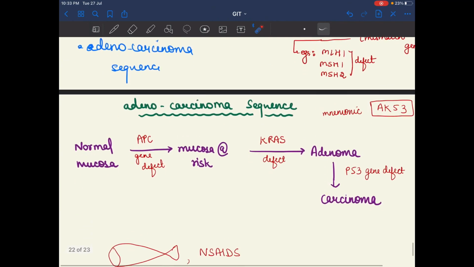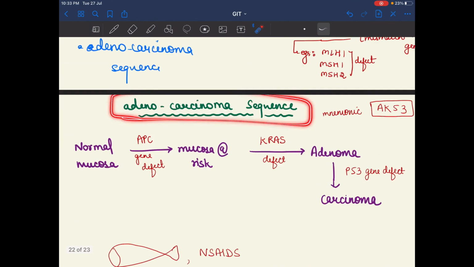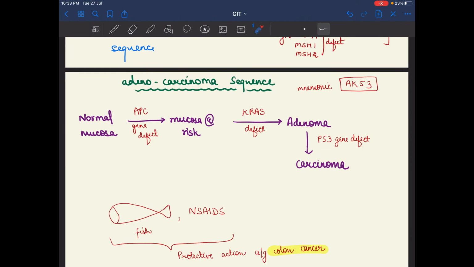After the risk factors, let's learn the sequence of the adenocarcinoma. For the sequence of adenocarcinoma, we can remember this trick AK53. The mnemonic is AK53. So normal mucosa is there. If there is an APC gene defect, then mucosa at risk is present. So the mucosa has risk of adenocarcinoma. So A for APC, K for KRAS gene defect, and P53 defect.